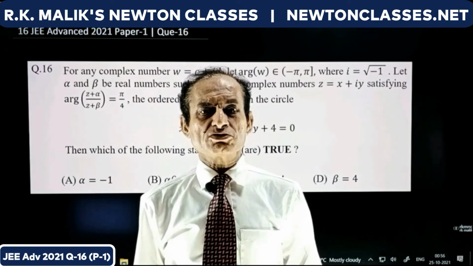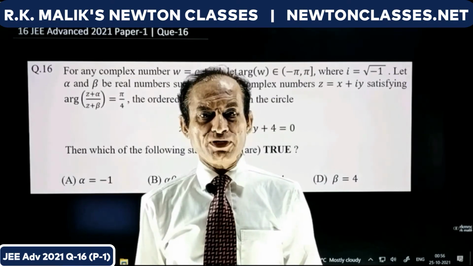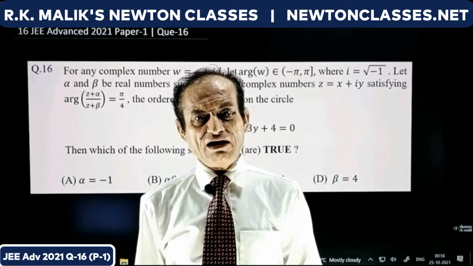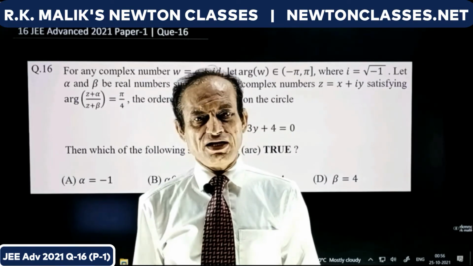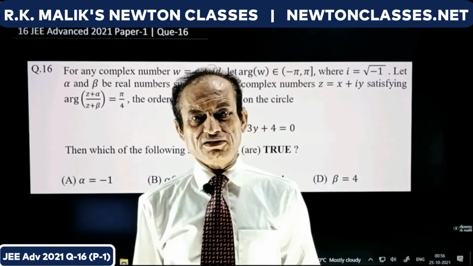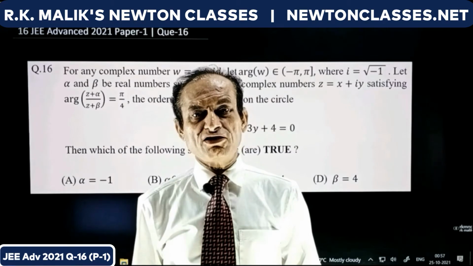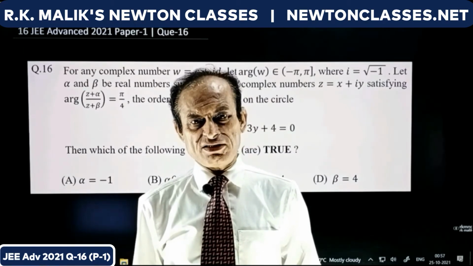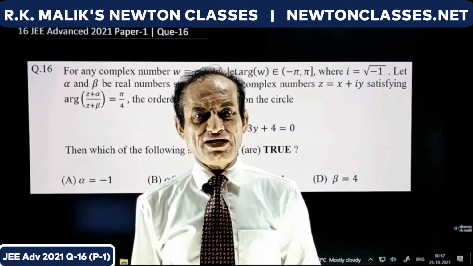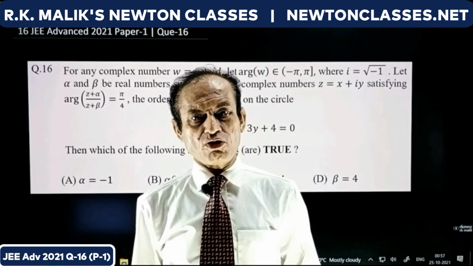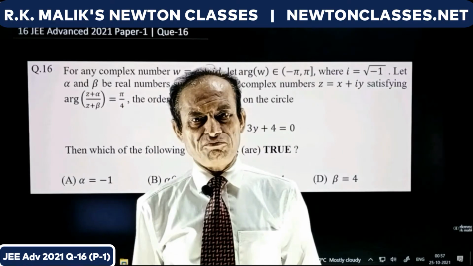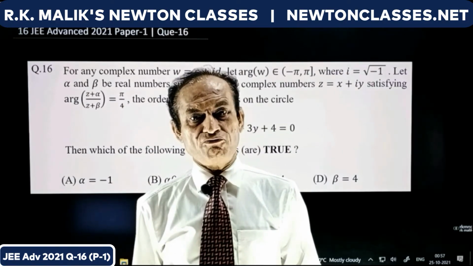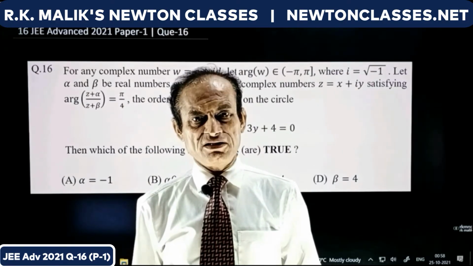The beauty of this question lies in finding the points whose affixes are alpha and beta, and that too geometrically. But if we use coordinate geometry for finding the value of alpha and beta, that will be very lengthy, and the examiner doesn't expect the student to use coordinate geometry to do this question, because time is also a very important factor in this exam.